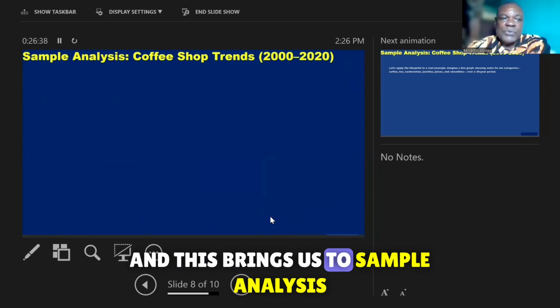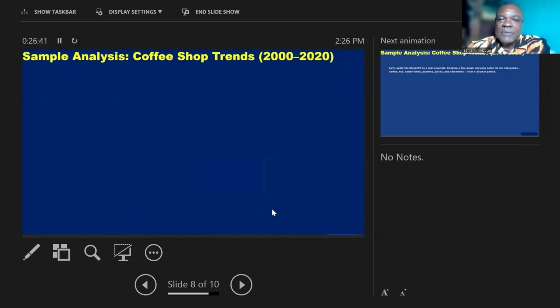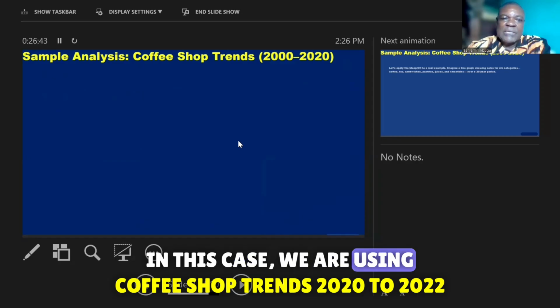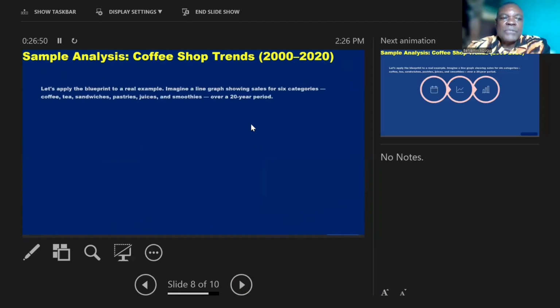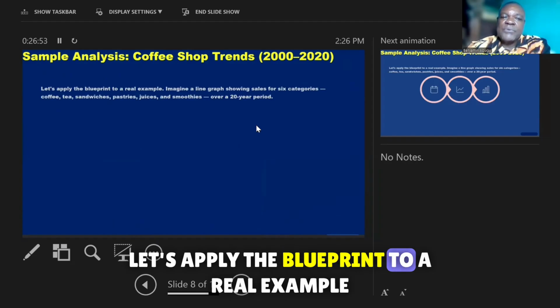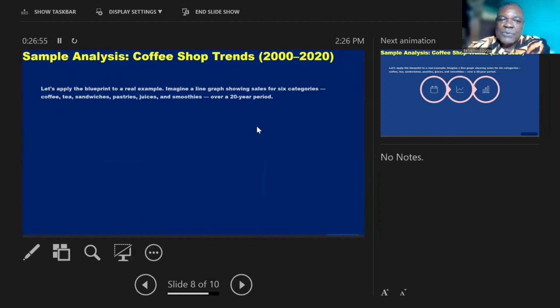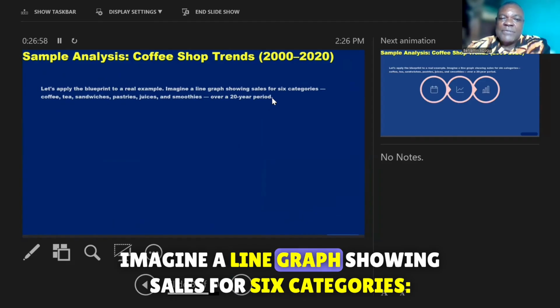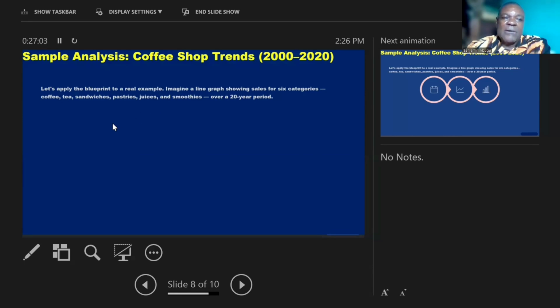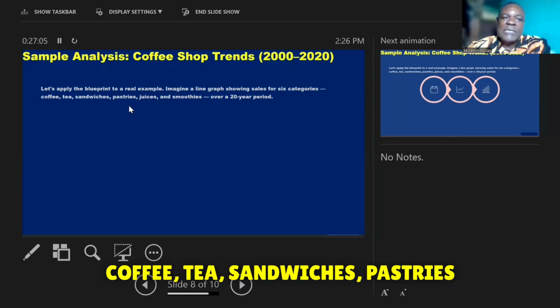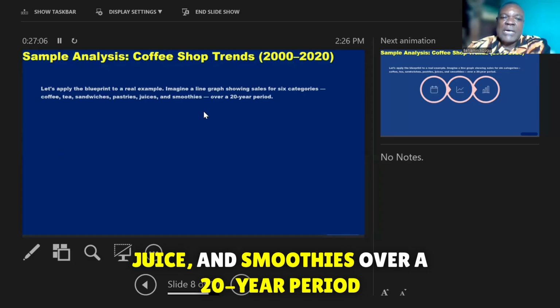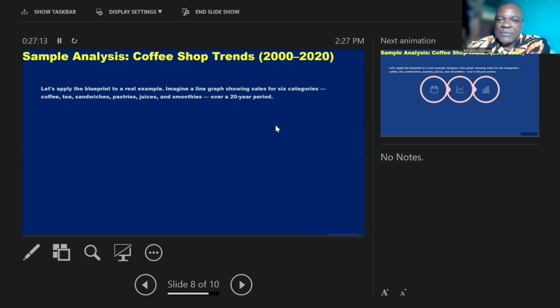And this brings us to sample analysis. In this case, we are using coffee shop trends 2000 to 2020. Let's apply the blueprint to a real example. Imagine a line graph showing sales for 6 categories: coffee, tea, sandwiches, pastries, juice, and smoothies over a 20-year period.